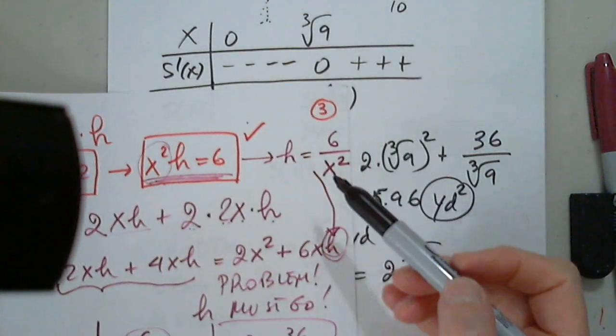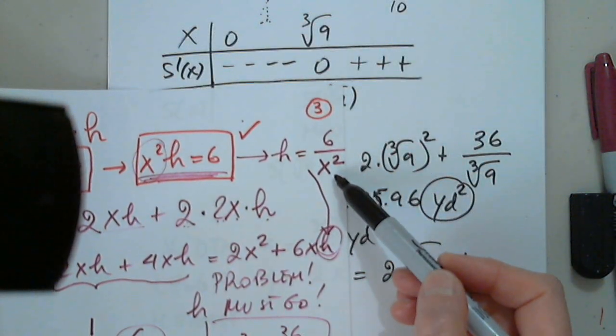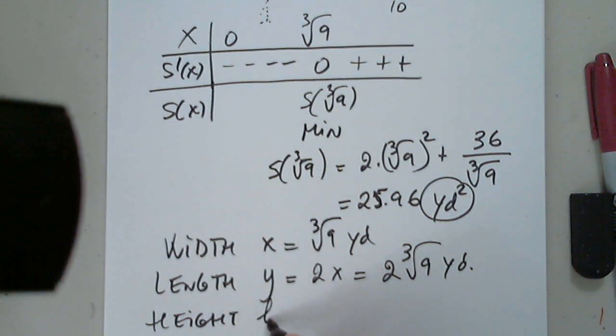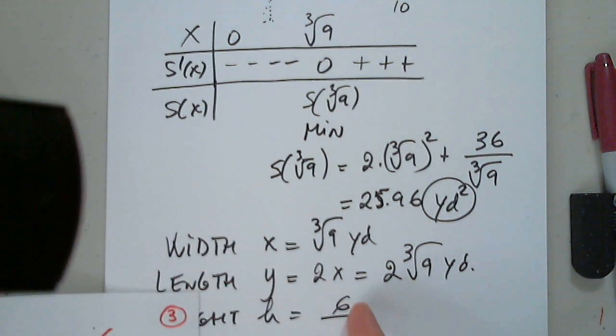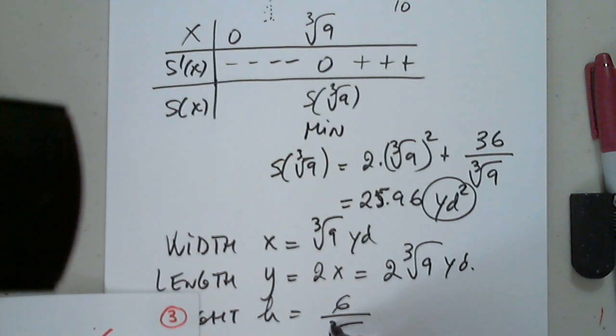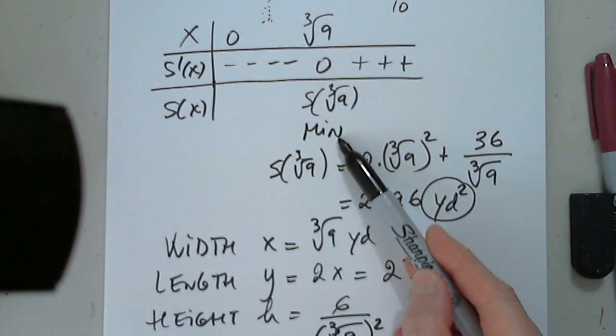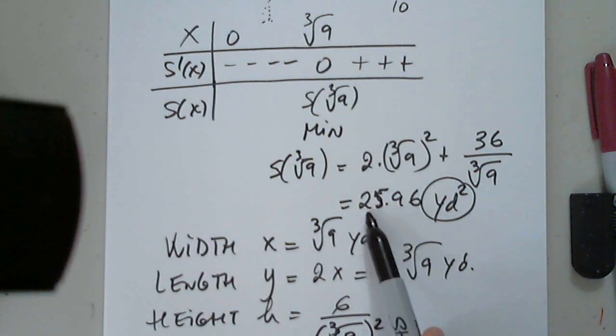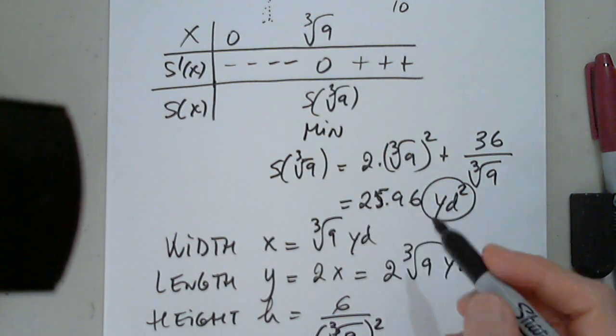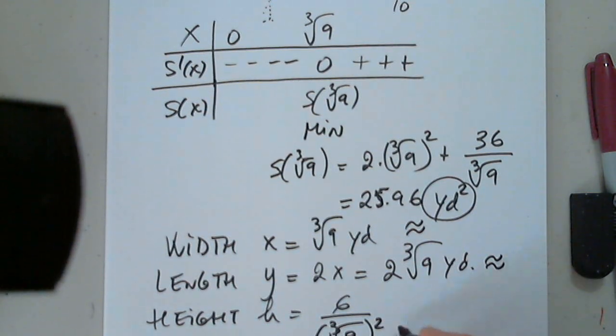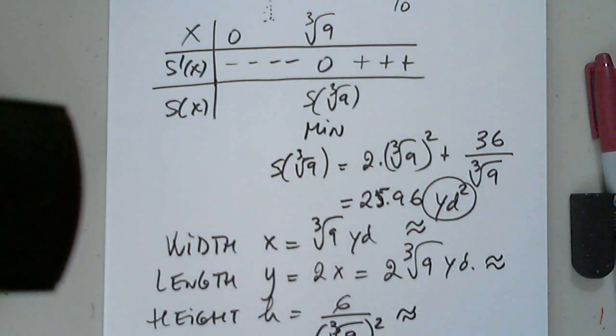Here it is. 6 over this squared. So the height equals 6 over the cube root of 9 squared. So these are the dimensions that give a minimum surface area, and that minimum surface area is 25.96. And yes, we have to approximate all these to see what they are. I can't just say the cube root of 9. So I'm going to calculate all of them.